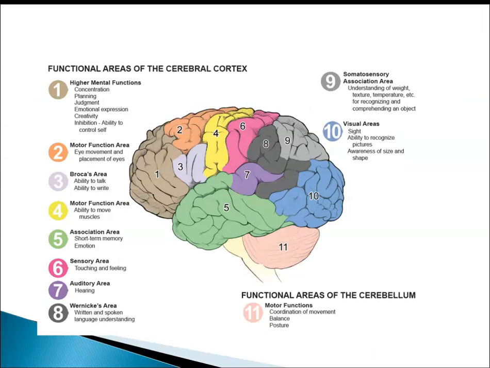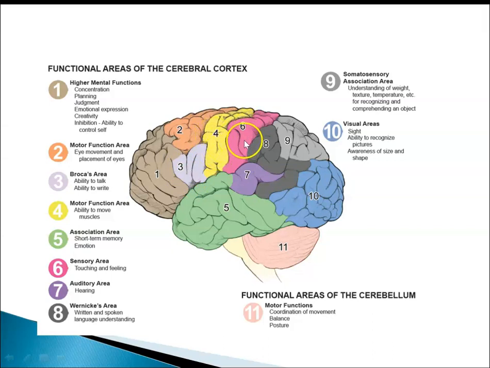So these are the various functional areas of the cerebral cortex, which have been depicted with a diagram. The first one is responsible for higher motor functions, higher mental functions like planning, judgment, emotional expression, etc. And this is a motor functional area. And this is Broca's area, which I told you is situated in the inferior frontal gyrus. Damage to this causes aphasia. And this is a motor functional area.